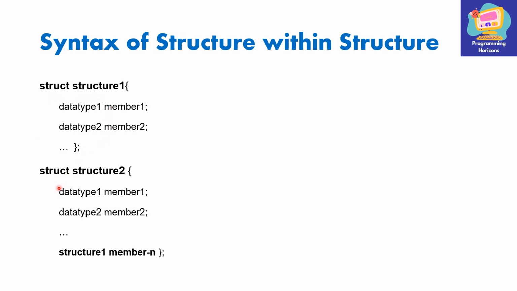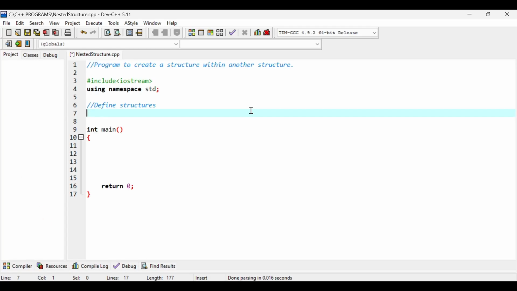Then we define another structure, let's say structure 2, and it also has its own members, but then there is another member which is of type structure 1. Therefore, we can say that structure 2 is a nested structure because it includes structure 1 as a member. Let's understand the concept of a nested structure through an example.